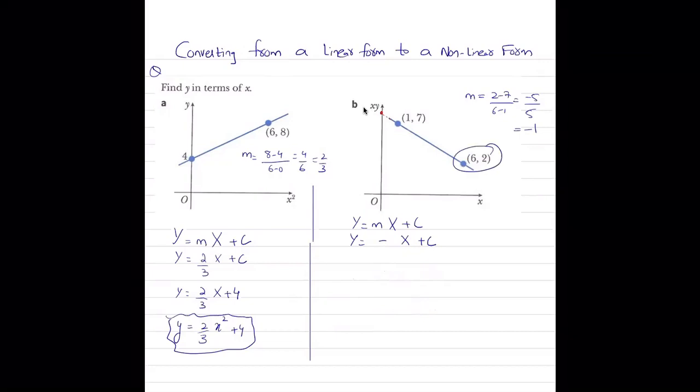Now for the y-intercept, you can use any point. Let's say if I use this point, y is 2 when x is 6. So c comes out to be 8. So capital Y equals m, which is minus 1, x plus 8. Now you can replace capital Y and capital X. Capital Y is going to be replaced with xy. Capital X is going to be replaced with x, and that's your non-linear equation.